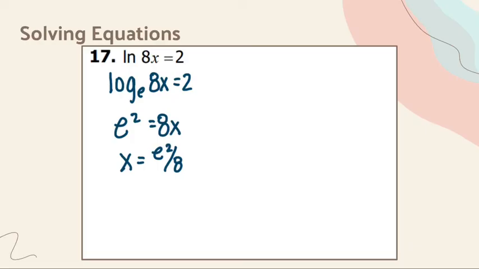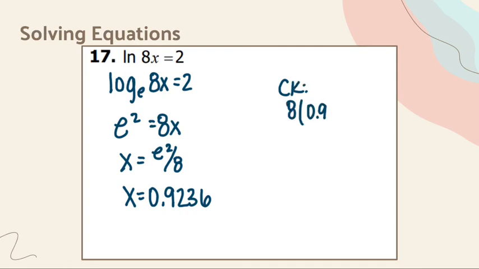So your answer for this problem should be 0.9236. So x equals 0.9236. Now, anytime you start with a logarithm, you have to check your answers. So we want 8 times our answer to be positive, and it is. So this is the solution for this problem.